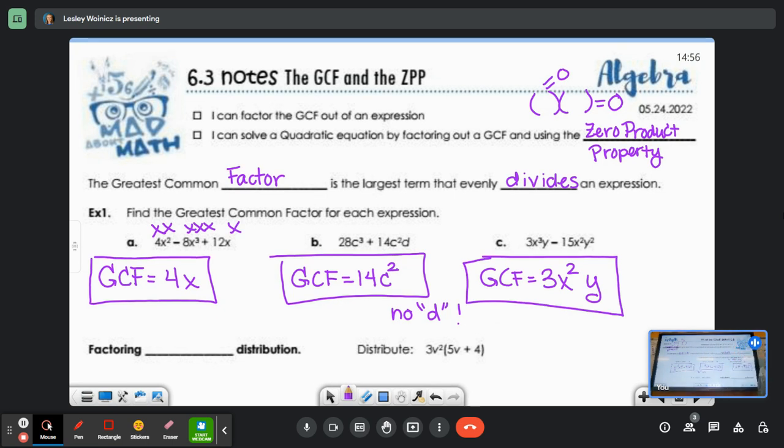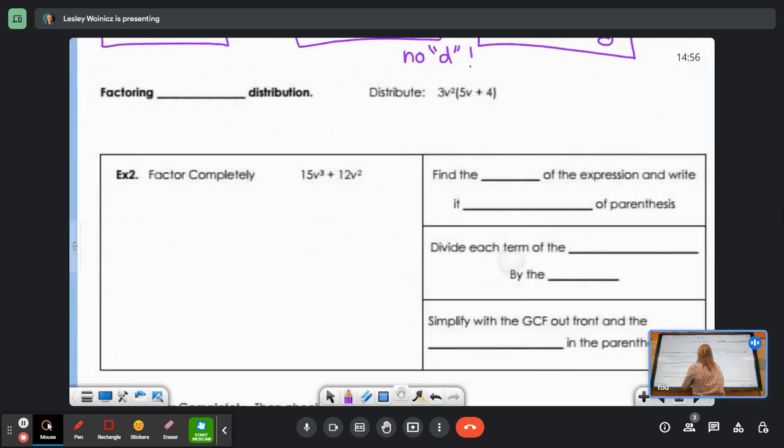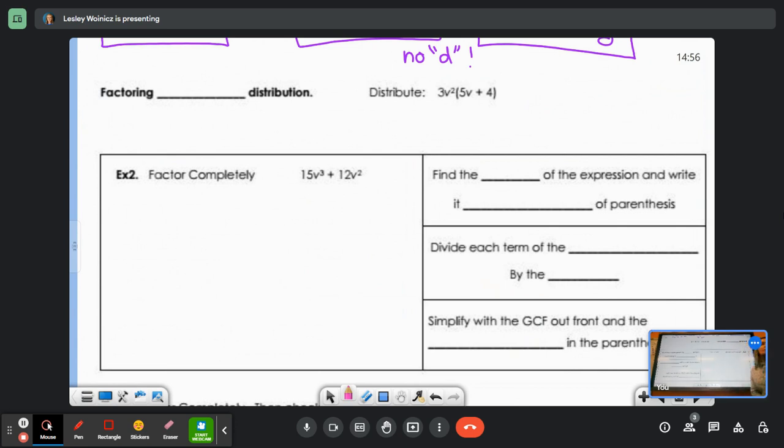Okay, so that's how to find the GCF. Great. Now we're going to use that to learn how to factor. Now we know all sorts of inverse operations, right? Adding undoes subtracting, dividing undoes multiplying, right? We know about distribution, and now we're going to learn factoring, because factoring undoes distribution.